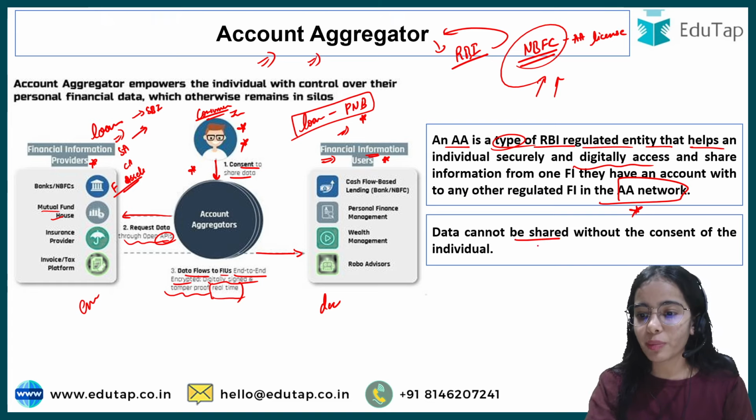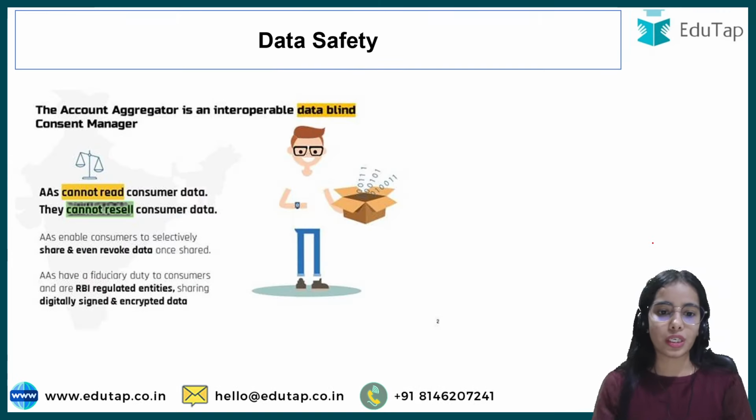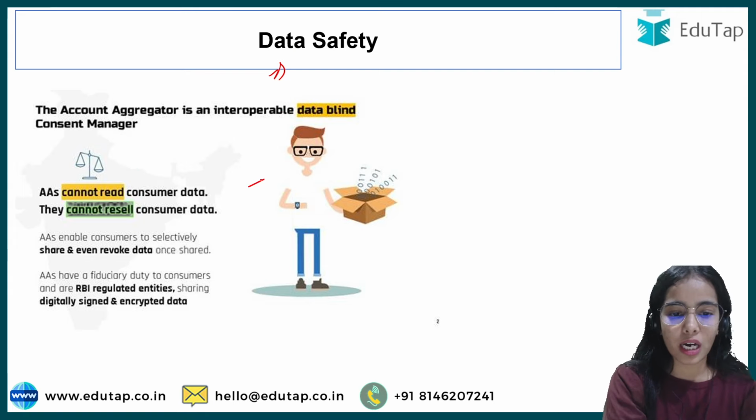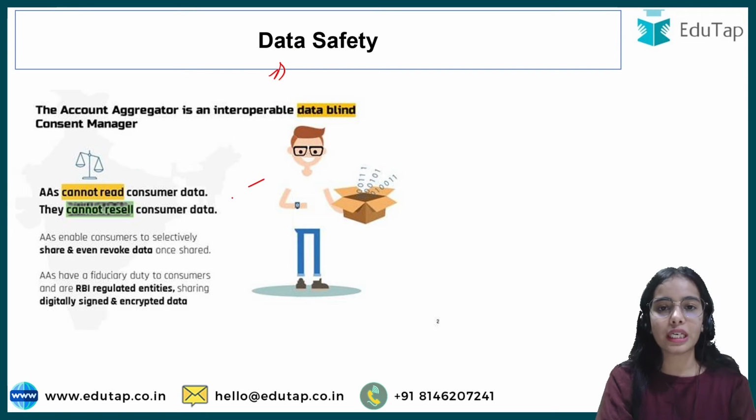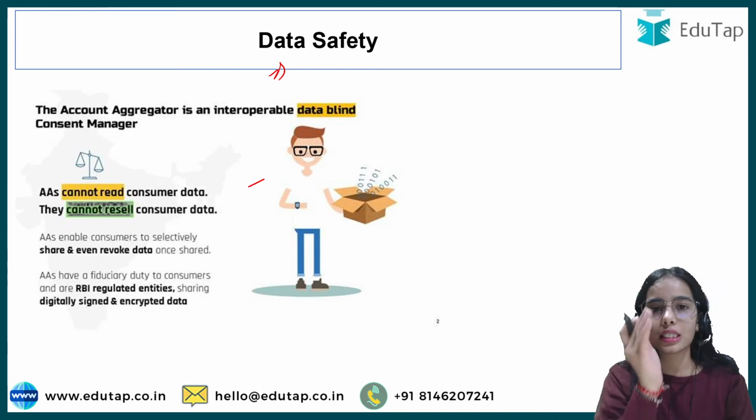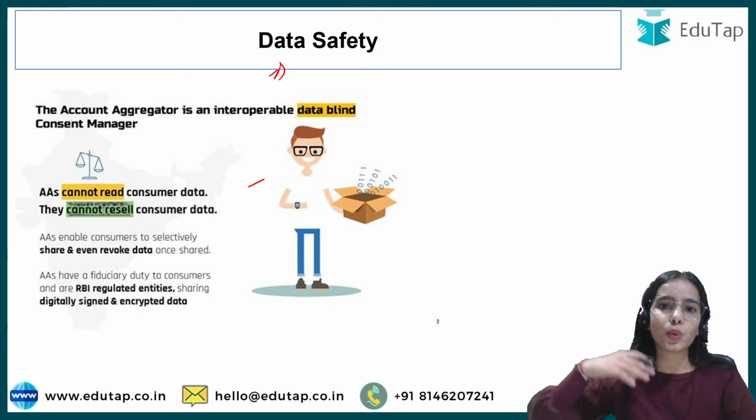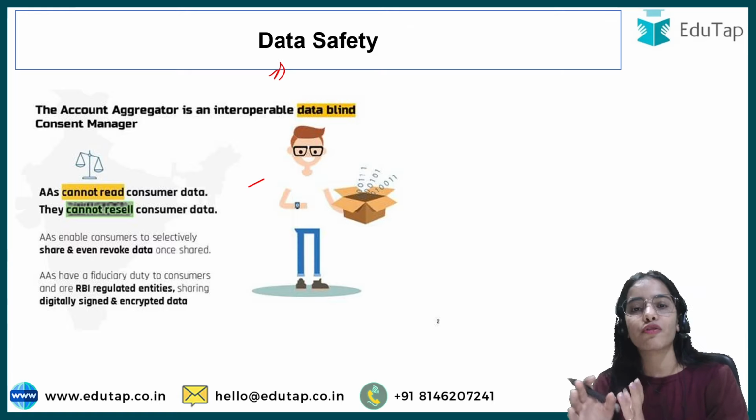The data cannot be shared without the consent of the individual. So the data safety is complete. The account aggregators cannot read the consumer data, and they cannot resell the consumer data. There is end-to-end encryption. It is encrypted by the financial information providers and only decrypted at the financial information user's end.